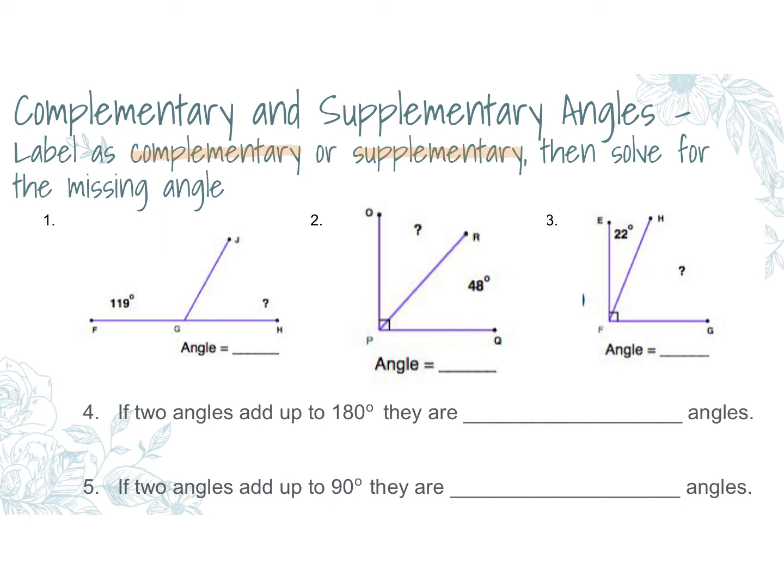In question 1, I see a straight line, and that tells me that this is a supplementary angle. So I know that my angle measures will add up to 180 degrees. I can write an equation to solve for my missing angle that we'll call x.